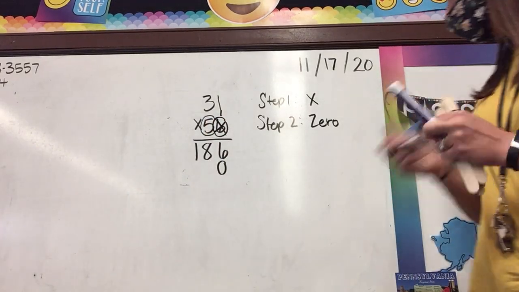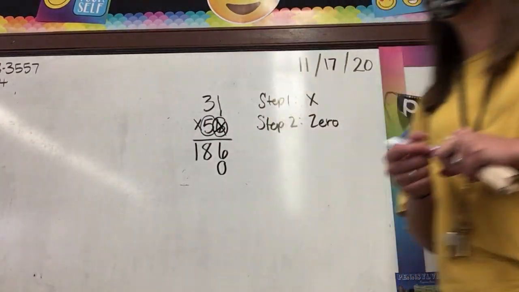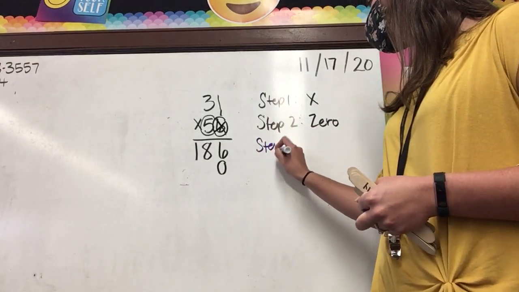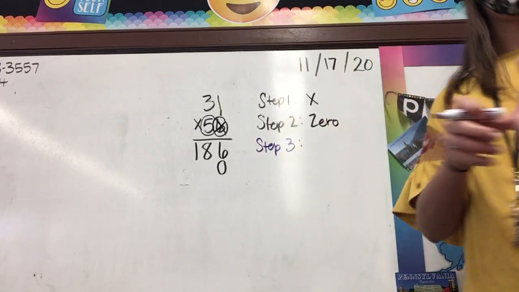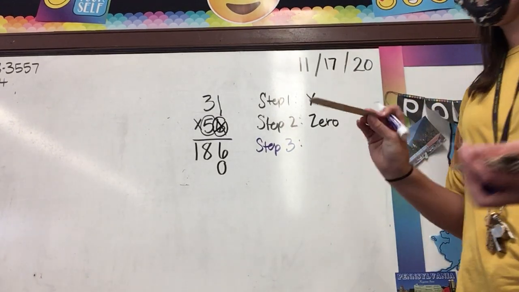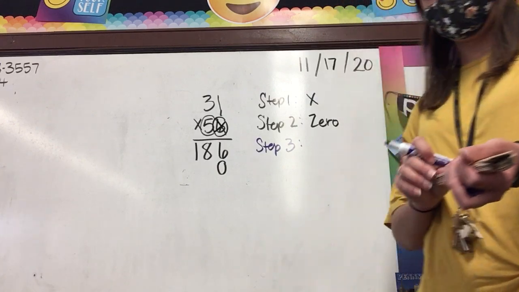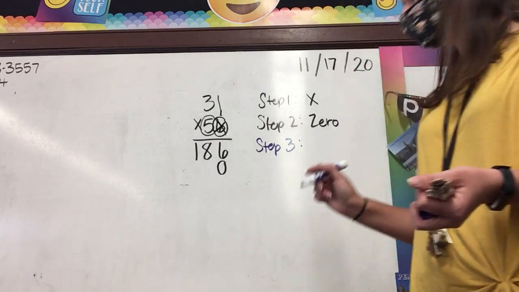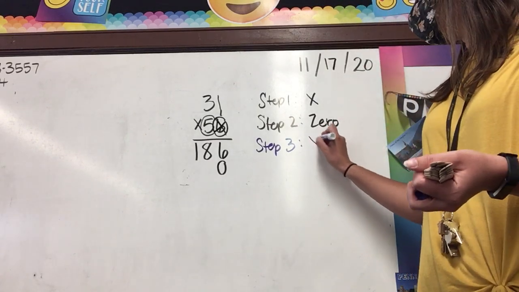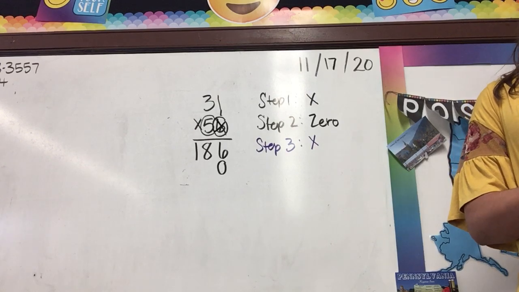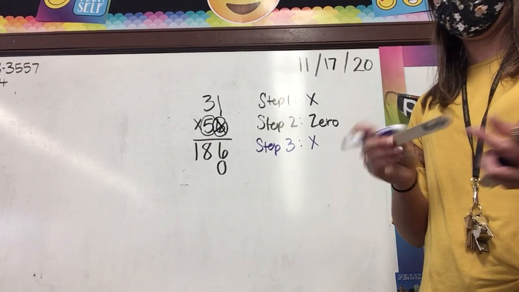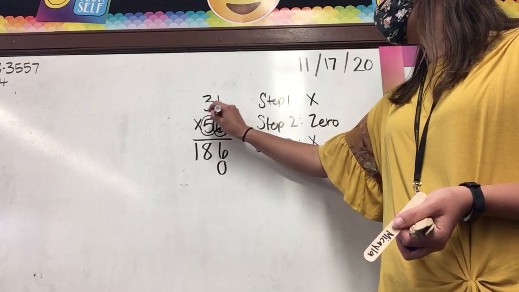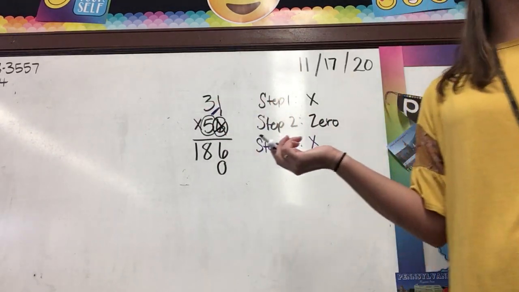My step 3, I'm going to do it in a different color. What's my third step? What's my step 3? Multiply again. Josie, what does that mean? What number am I going to multiply? 1 times 5. Yep, I'm going to go to the ones place value first. 5 times 1, or 1 times 5.